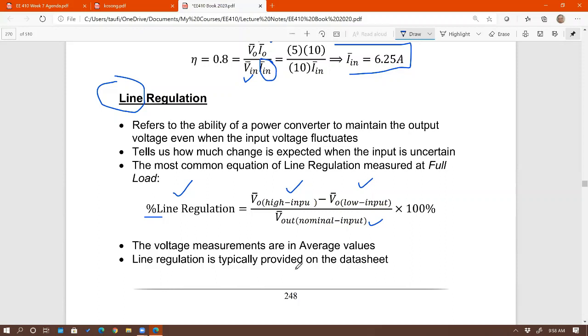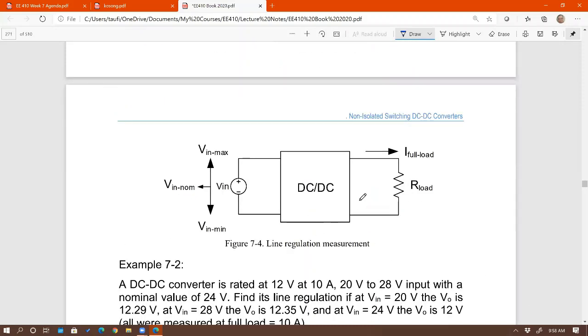And line regulation is typically provided on the data sheet as well if you purchase a DC to DC converter. So here's the diagram to show you what you need to do for line regulation measurement. I forgot to mention that as you are changing the input voltage, you want to make sure that the load is always full load. That's a must right there. Always at the worst case scenario, which is full load.